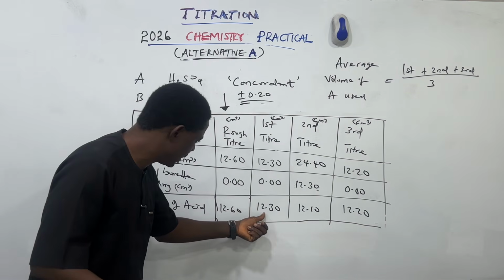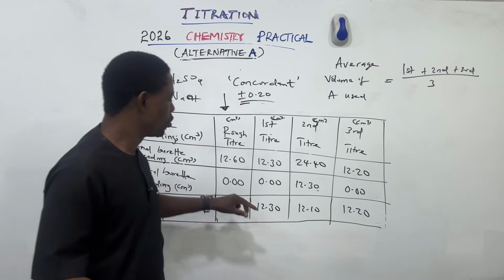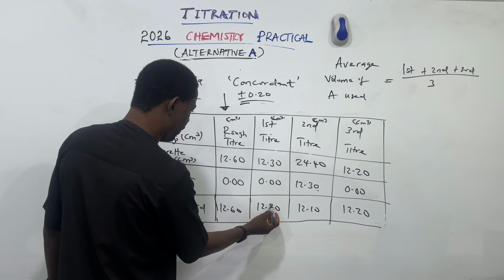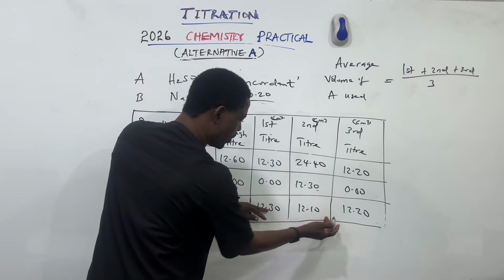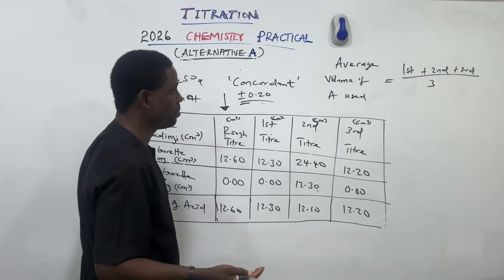Remember, because this and this are concordant, the gap between them is within this. So let's say I got this one to be 12.4, this is 12.1, 12.2. I'll use this one plus this divided by 2. So please don't make any mistake about this.